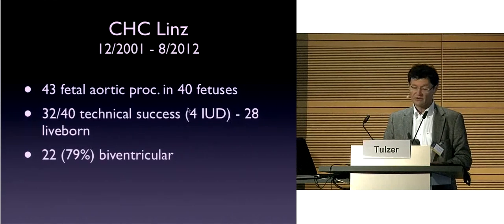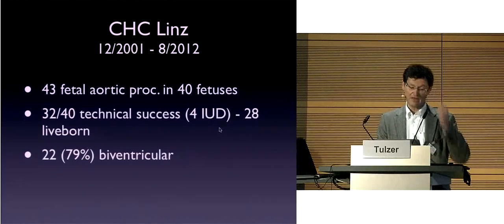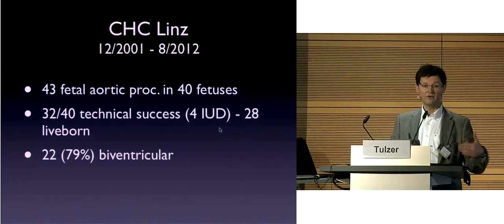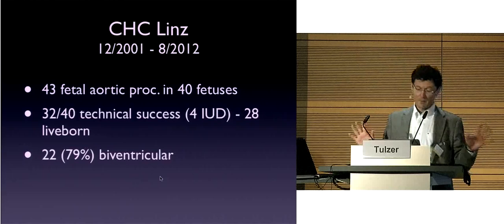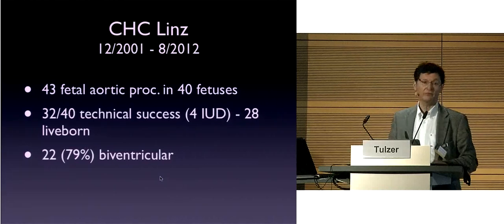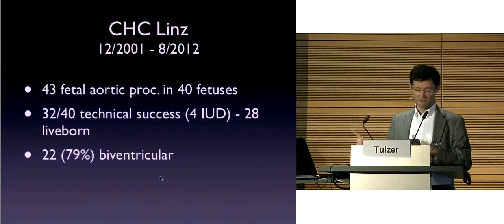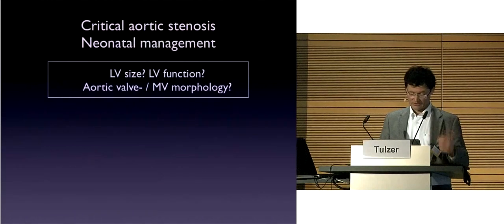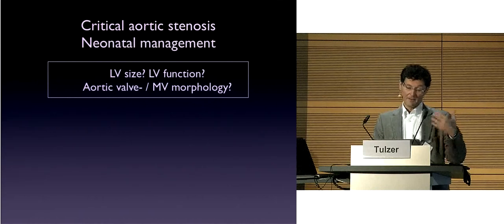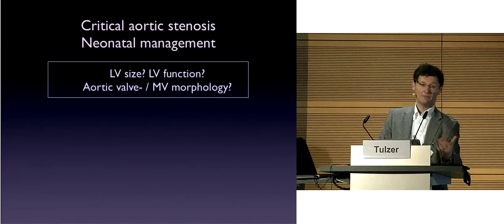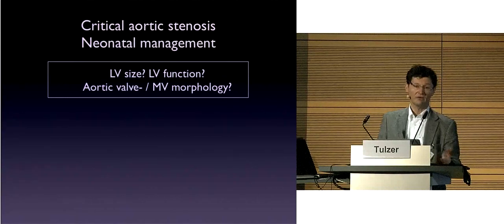We had 4 intrauterine deaths, so that leaves us with 28 live-born and successfully dilated fetuses with critical aortic stenosis. And overall, 22 of these were primarily managed to get a biventricular outcome. This is almost 80%, which would be a very nice and high number, but I come back to this in a moment. But then you're stuck with a completely new set of patients.